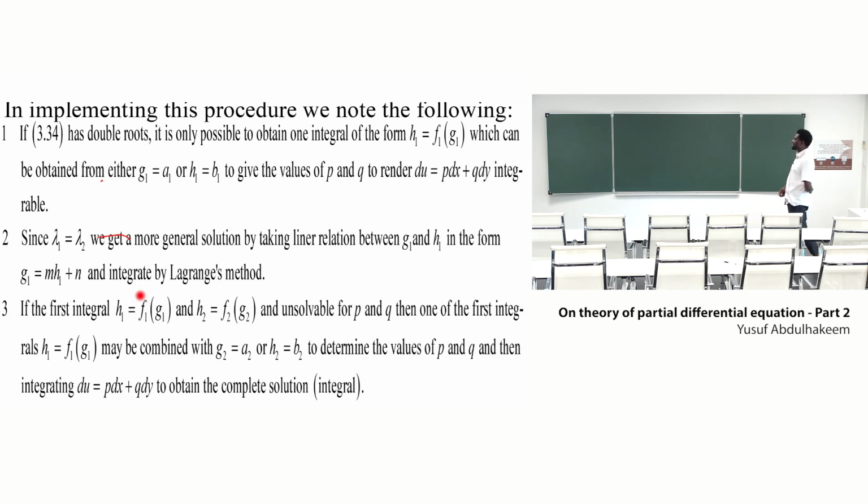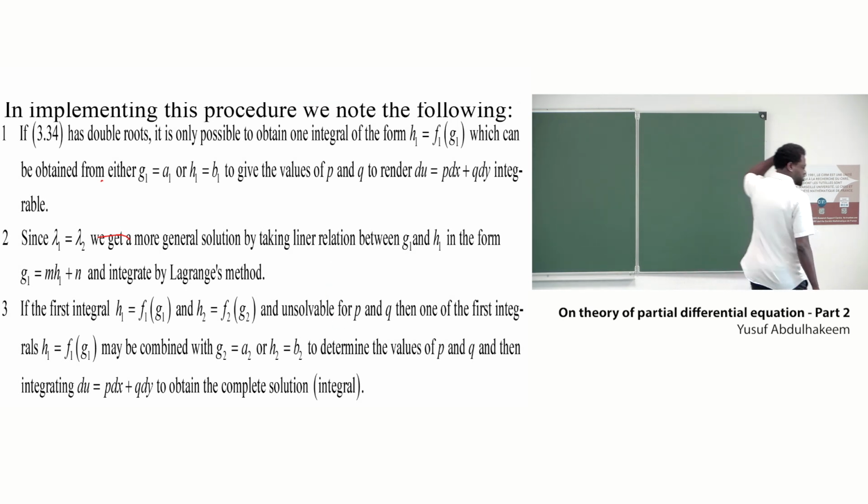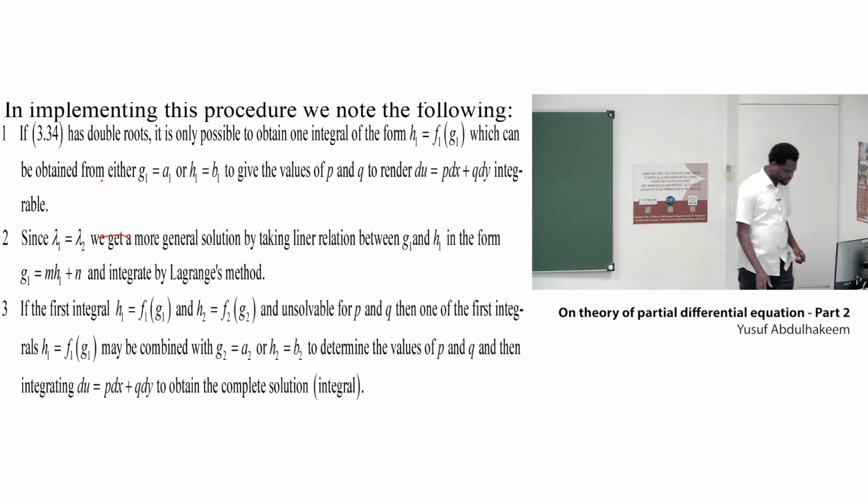Then if the first integral h1 equals f1 g1 is unsolvable for p and q, then one of the first integrals may be combined with this or this to determine the value of p and q. Then integrating this differential equation, we obtain the complete solution. That's another one. So these are the three things we note during the course of implementing Monge's method for determining this.